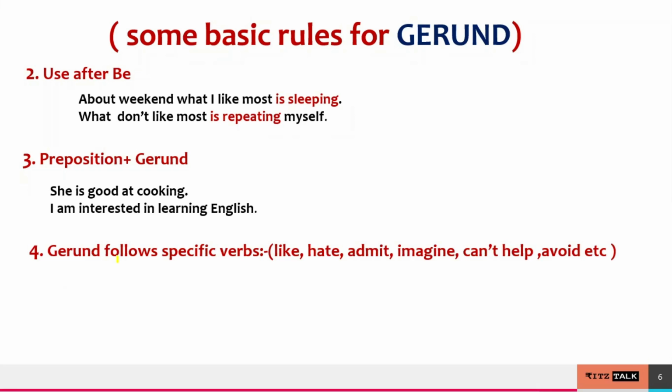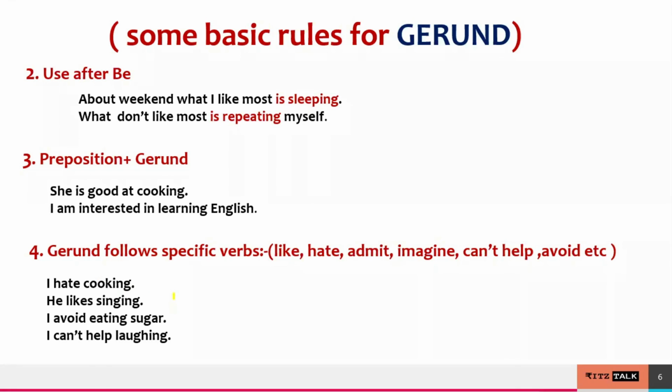Okay, number 4 and rule 5 are similar, but this is very important. Let's see. Gerund follows specific verbs. So अब जो हम बात करेंगे ऐसे verbs होते हैं इंग्लिश में जिसके बाद हम gerund लगाते हैं. ठीक है, चलो देखते हैं एग्जांपल के साथ. I hate cooking. So hate is a verb which is followed by gerund. So I hate cooking मतलब मुझे खाना बनाना बिल्कुल पसंद नहीं है. ठीक है, like I like cooking. He likes singing. यहां भी gerund यूज किया हमने.